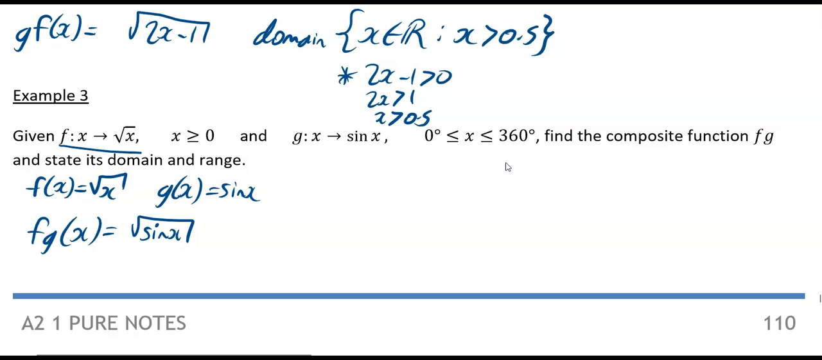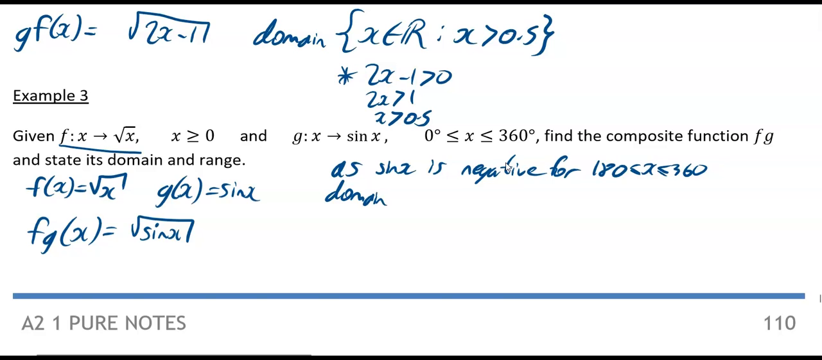So we'll just say our reasoning for this: as sine x is negative for 180 degrees is less than or equal to x is less than or equal to 360, the domain is then going to be x belonging to the reals such that 0 is less than or equal to x is less than or equal to 180 degrees. Okay, and then the corresponding range.